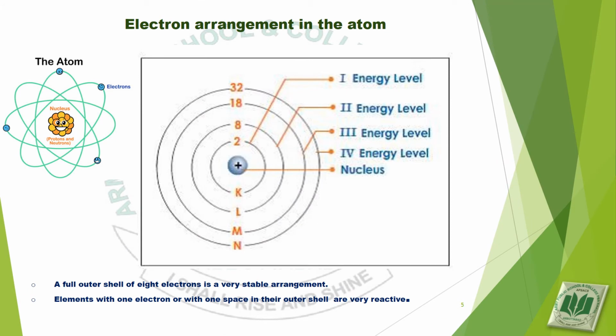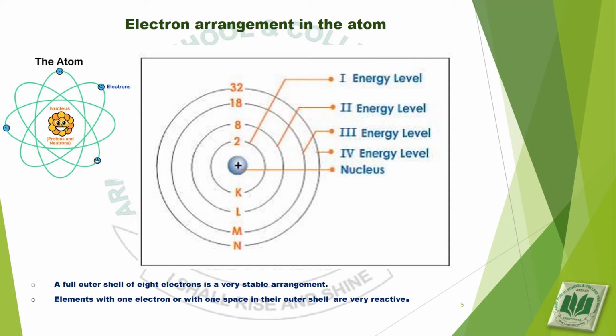Dear students, now let's see electron arrangement in the atom. As you know, electrons are continuously moving around the nucleus, and the path where these electrons are continuously moving is known as the shell, energy level, or orbit. There are different energy levels, shells or orbits in different atoms. These energy levels or shells have specific names.